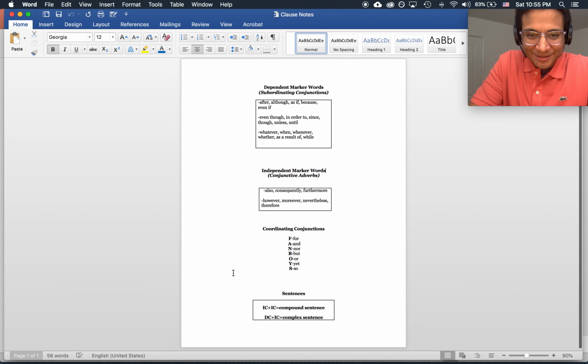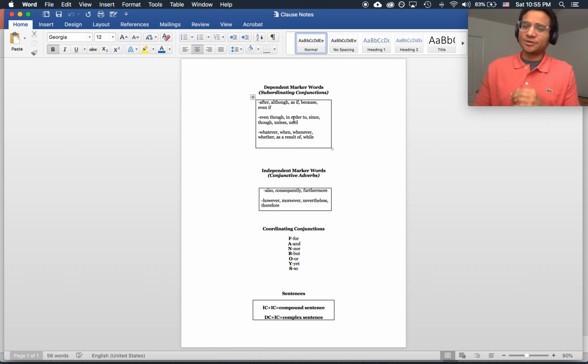If you'll notice here, under our clause notes, I thought I saw it here. There we go. When falls under dependent marker words. A dependent marker is a word that, if we find it at the beginning of a sentence, will make the whole clause dependent. Like, when I wake up. If I could omit when, I could say, I wake up. See, that's independent. But if I say when I wake up, I'm left with that feeling of, yes, what happens? It's like a cliffhanger type thing.